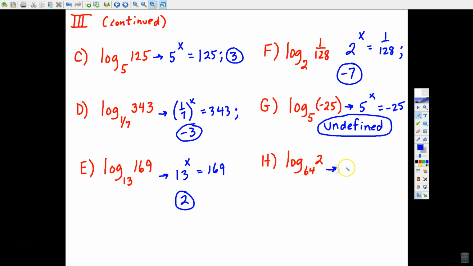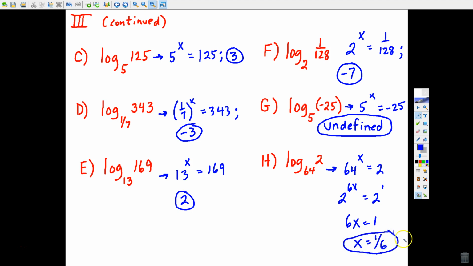Here, I would say this is 64 raised to some power is equal to 2. And we said earlier, using common bases, 64 is 2 to the 6th. And remember this little common base technique. If you let the exponents equal each other, now that we have common bases, you can solve the exponents. We did this a few days ago. So my answer here would be 1/6.